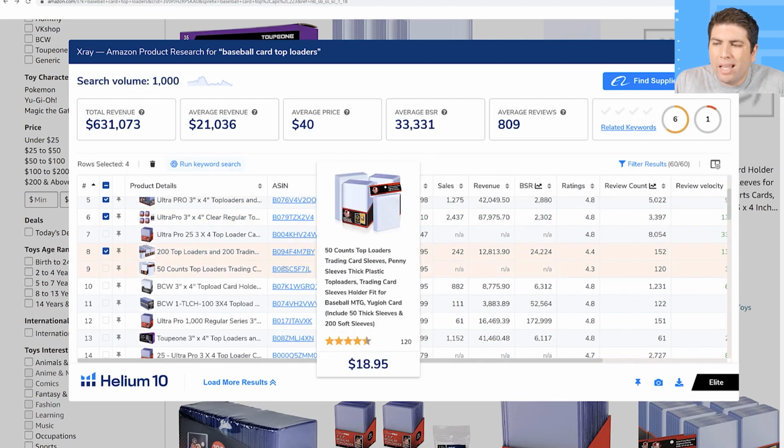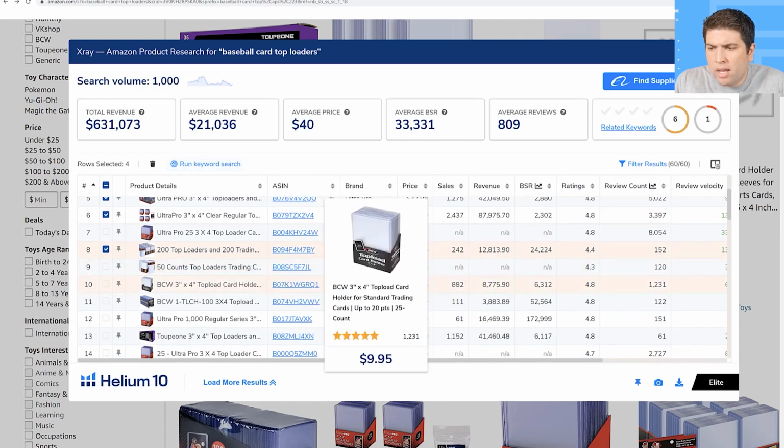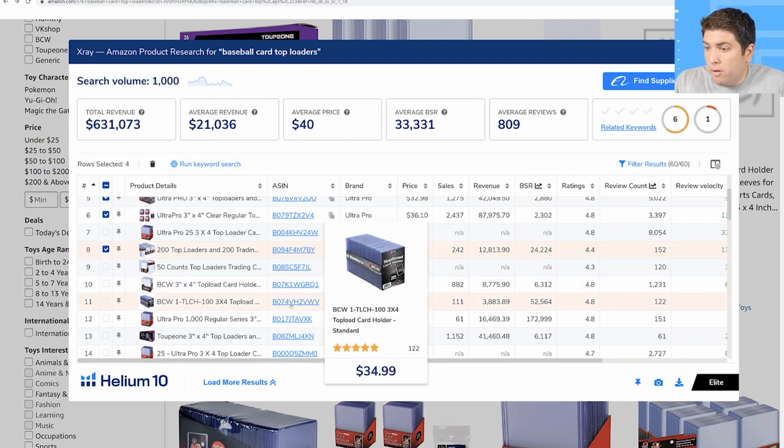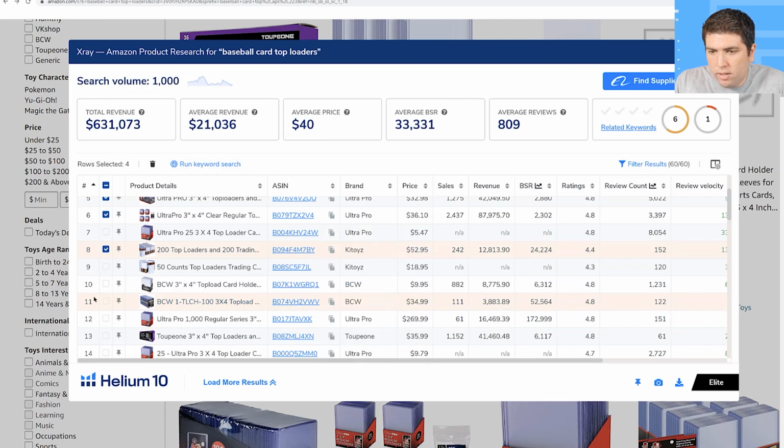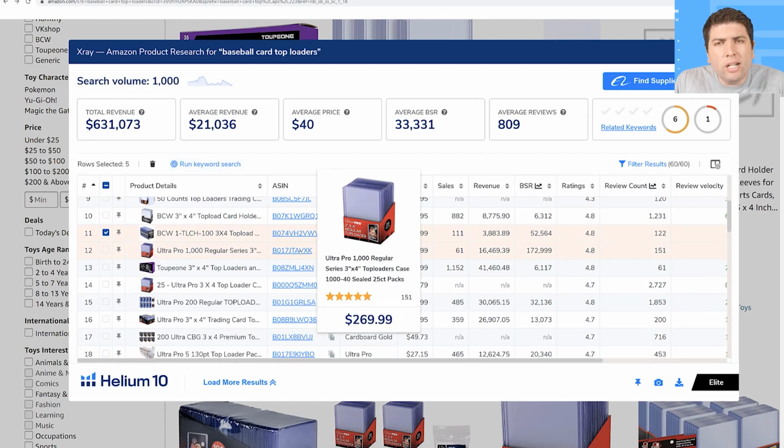Now the 50 count, not so much. That might be a more budget conscious person. Here's a 25 count. You think we're going to look at this one? Nope. Here's another 100 pack, different brand. All right, BCW. Let's go ahead and take a look at this one. All right, 1,000 pack, $269. You think the customer who would buy a $270 one is going to be the same customer that buys a $30 one? No. It's here on the same page, but I don't consider these competitors with each other, so I'm not going to look at that one.